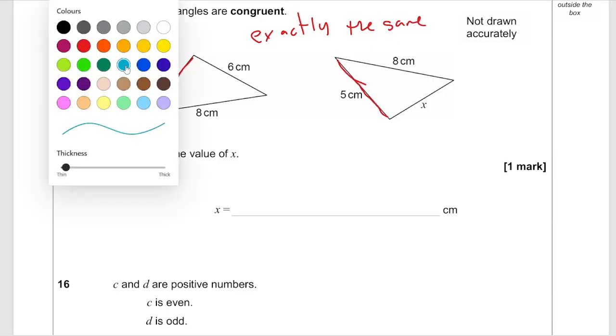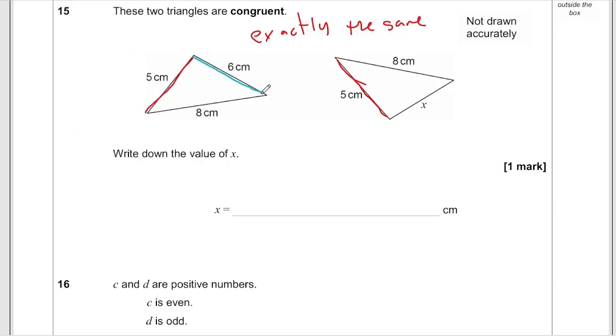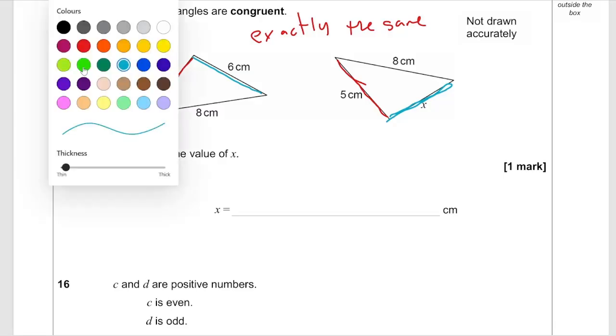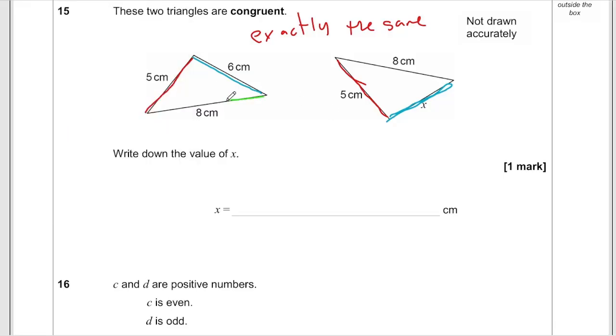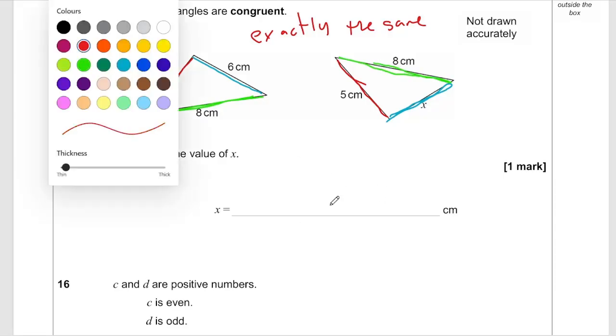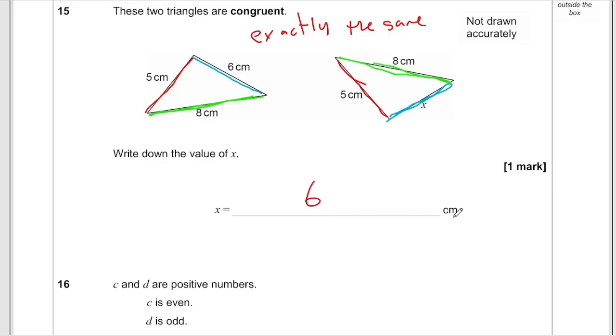If I think this side is 6, well, I don't have this side a 6 on there, so we're going to say maybe that's that one, because I do know that this side here is 8 and there's my 8 side, so x must equal then 6 centimeters. Always check the units. There's sometimes extra marks for the units.